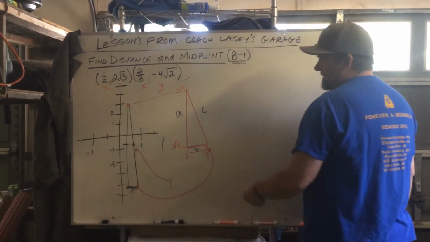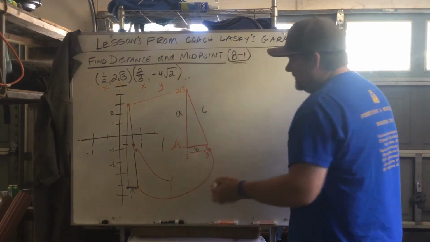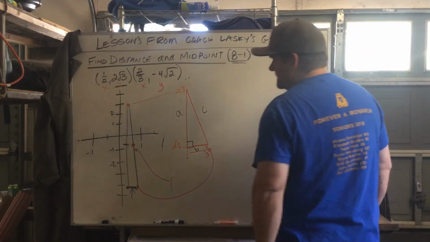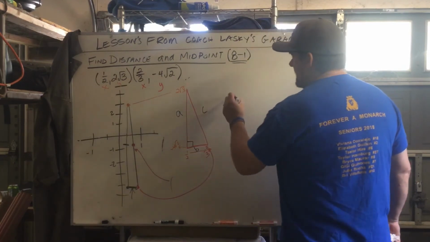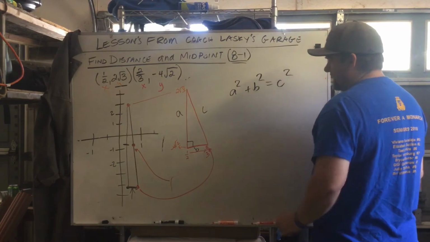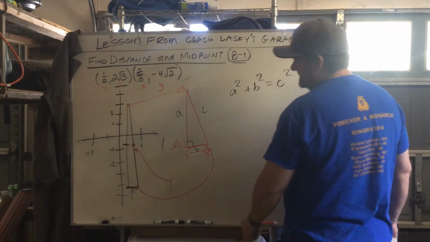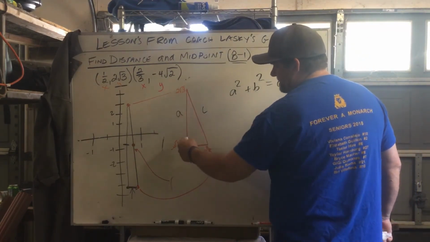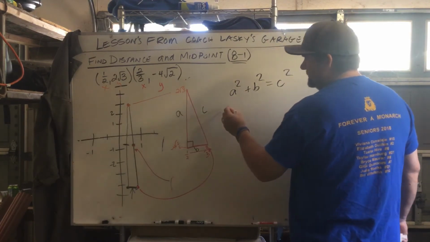Well, the idea here is I need to find this side. It's a triangle, it's a right triangle. So we end up with a squared plus b squared equals c squared. Well, let's find a squared. A is this one. How do I find the distance between two objects?